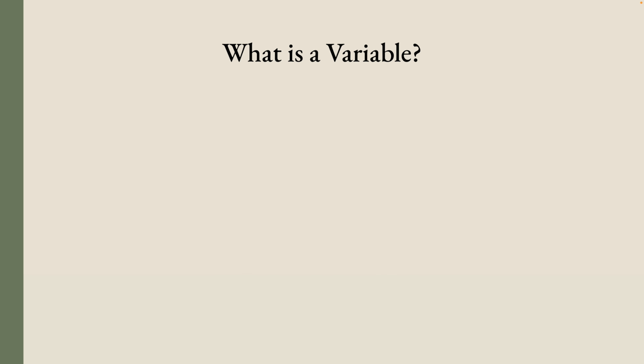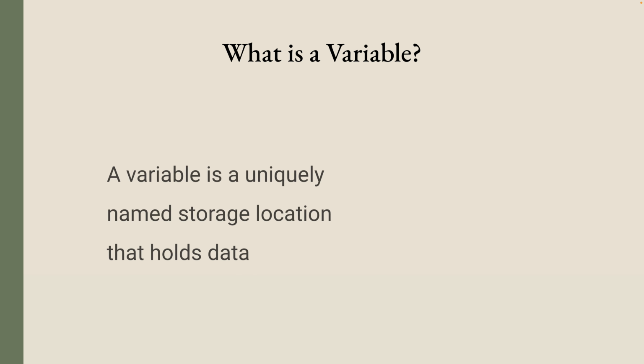Okay, so the fact that it can change ties into the fact that it's a placeholder for data. So it's not the actual data itself, it's a name that represents some other piece of data. And specifically, it's a storage location. The variable is really used to tell what memory location the data is stored at. The data can change as the program goes along, but the memory location will never change. Okay? Everyone good with this?